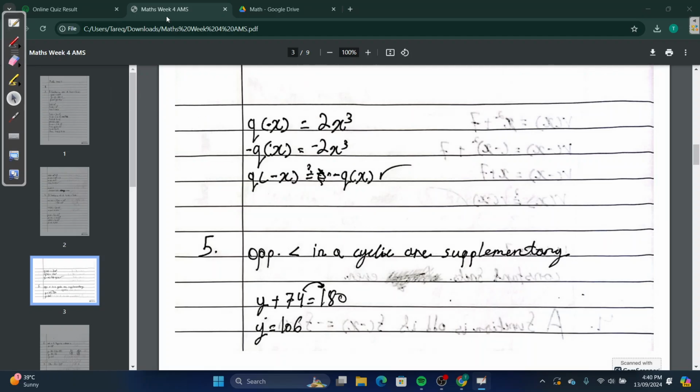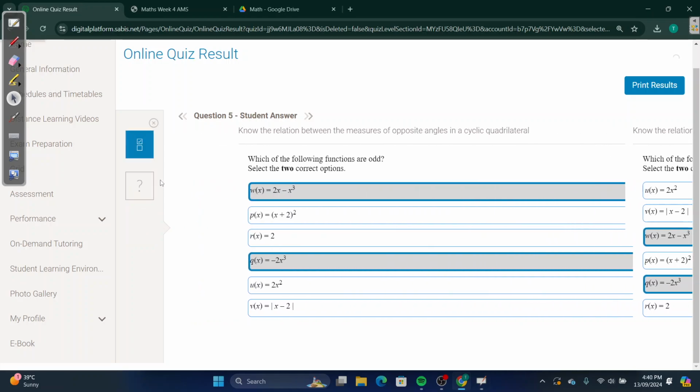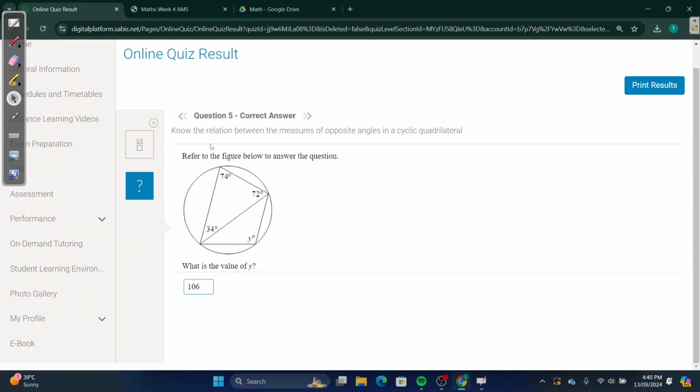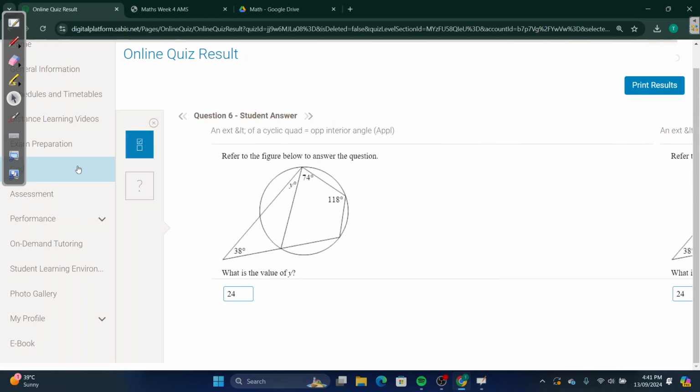Okay. Let's go to question 5. Now, you should know that opposite angles in a cyclic quadrilateral are supplementary. So y plus 74 equals 180. With a bit of mental maths, you'll see that 106 is the answer because 180 minus 74 is 106.